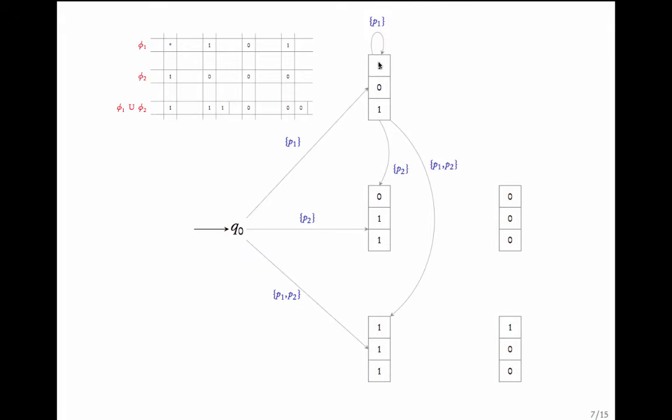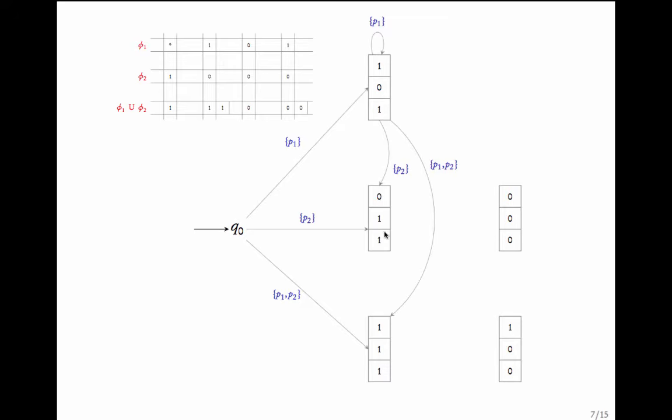If you see P1, if the next letter that is read is P1, then you stay in this state. If the next letter that is read is P2, you jump to this state. If the next letter that is read is P1, P2, the automaton jumps to this state because P1 and P2 both are true. And the until compatibility criterion asks that the last letter has to be 1.